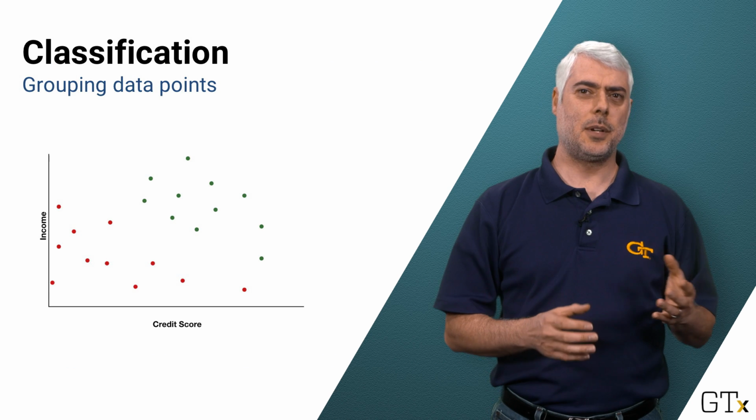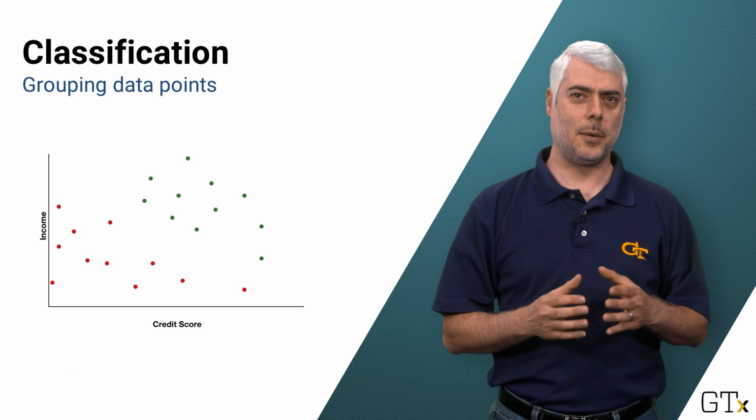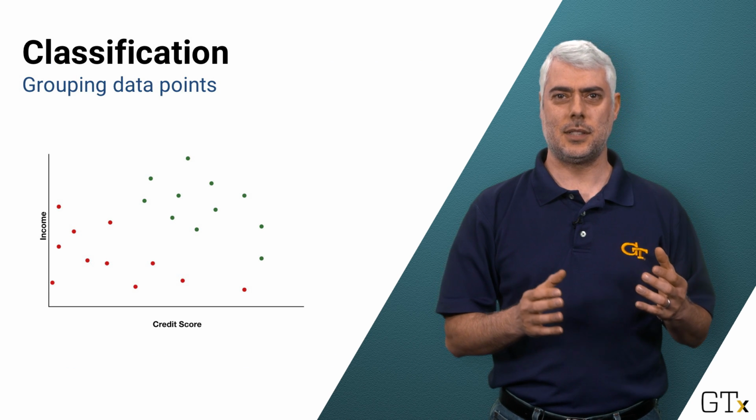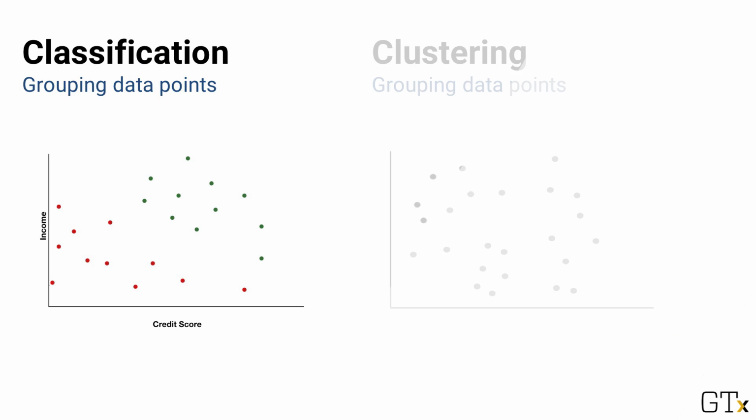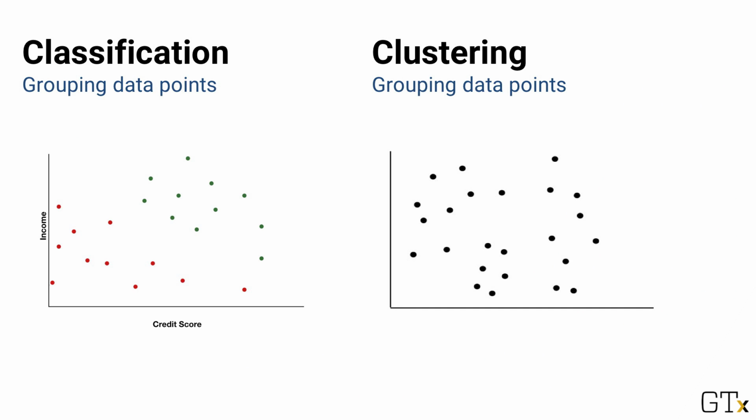In a previous topic, we saw classification models, where we had a set of data points that we want to separate into groups. Now, we've learned about clustering models, where we have a set of data points that we want to separate into groups. What's the difference between these two models? The difference is what we know about the data points.